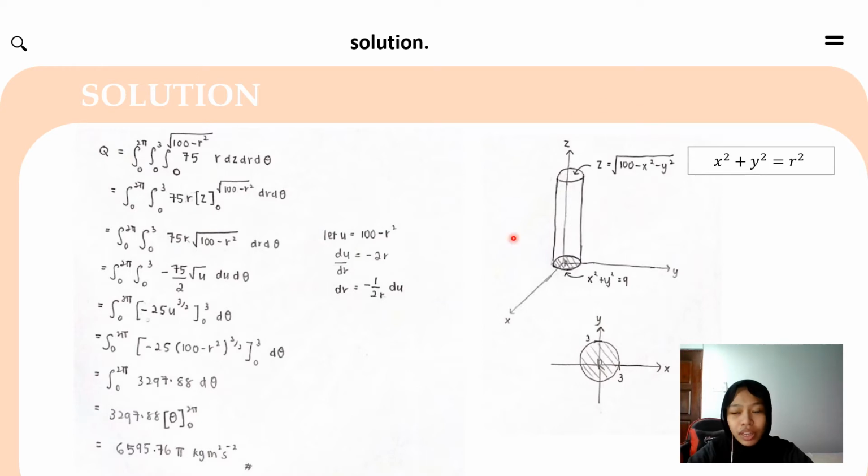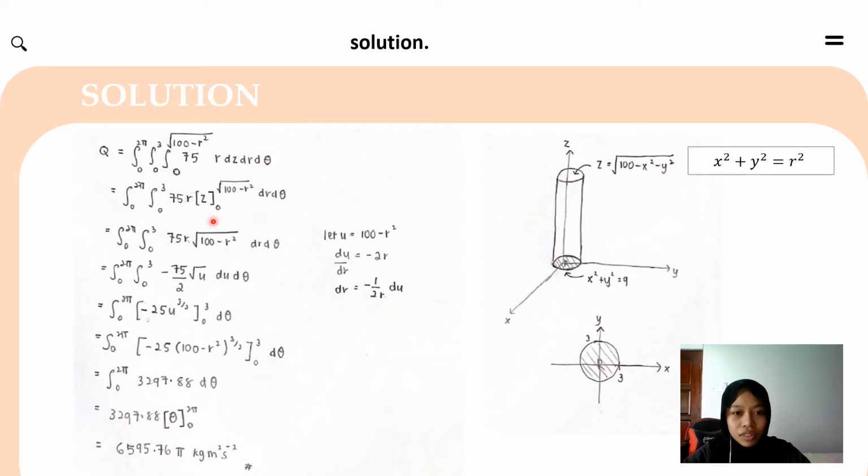Then for the limits, we must look at the graph. For the z limit, we have 0 until z equals square root of 100 minus x squared minus y squared. But because we use dr d theta instead of dy dx, we must substitute x squared plus y squared into r terms. So we have square root of 100 minus r squared. For the r limit, we have 0 until 3 because our region is a circle with radius 3. For theta, we have 0 until 2 pi because it is a full circle. Then we integrate in turn: dz, dr and then d theta.